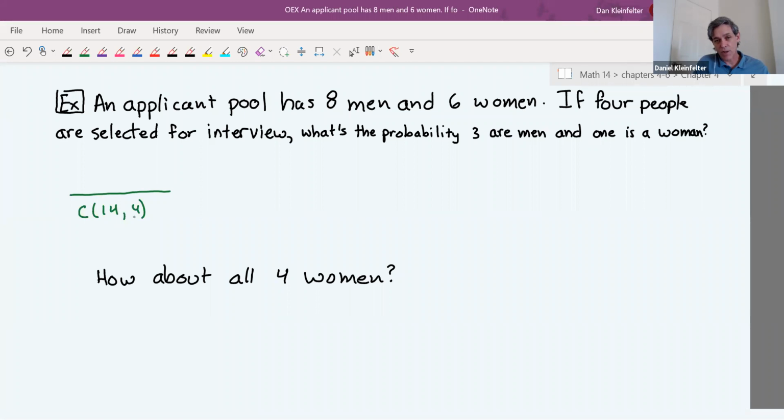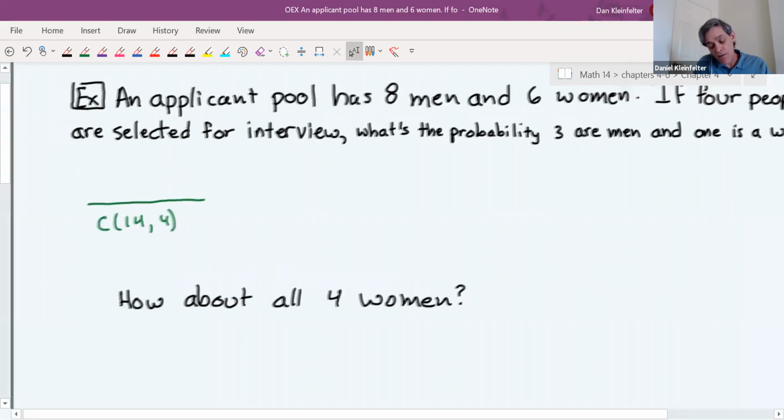Okay, people are just either chosen or they're not chosen. That's the total number of ways that this can occur. So then for the numerator, we need to think about the number of ways of getting 3 men and 1 woman. So that's a big task. We're going to break it down into 2 subtasks: the number of ways of selecting the men and the number of ways of selecting the women.